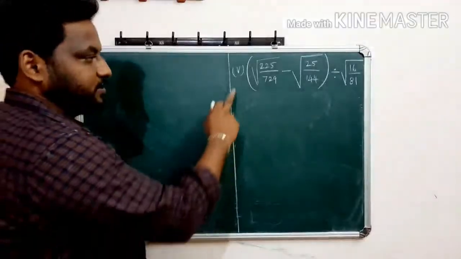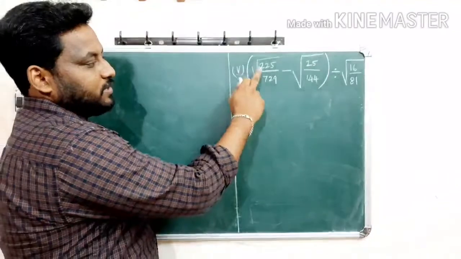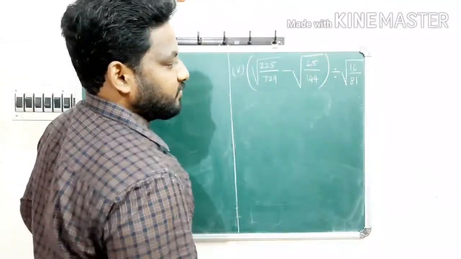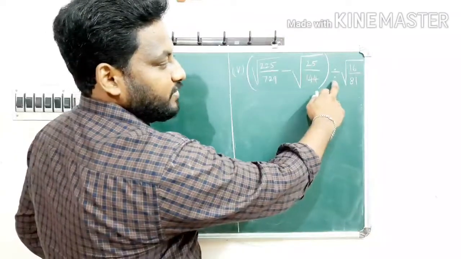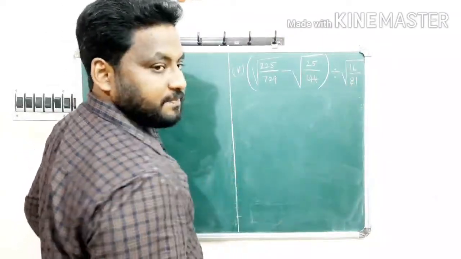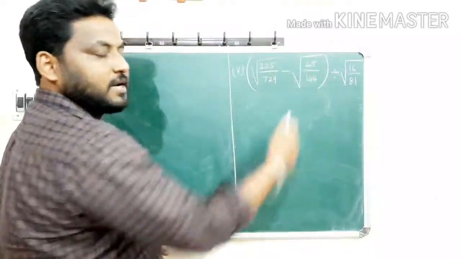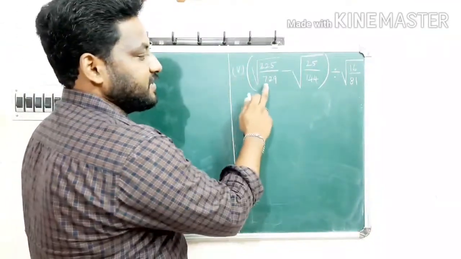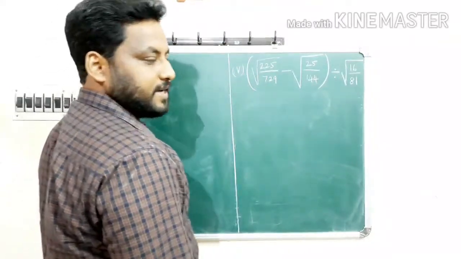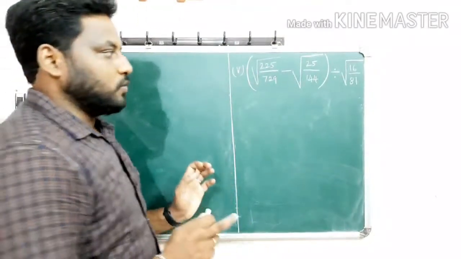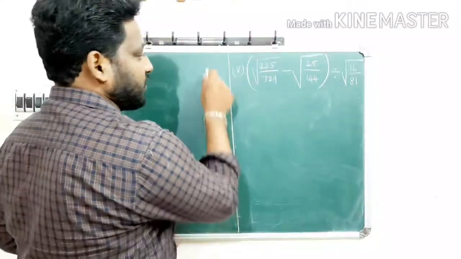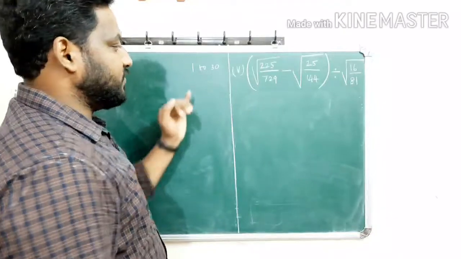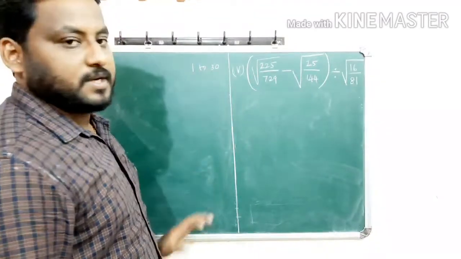So fifth question, square root of 225 divided by 729 minus square root of 25 divided by 144 the whole divided by square root of 16 divided by 81. So all the numbers are perfect square numbers. 225 is the perfect square of 15. 729 is the perfect square of 27. So you have to know all the perfect square values up to 1 to 30.